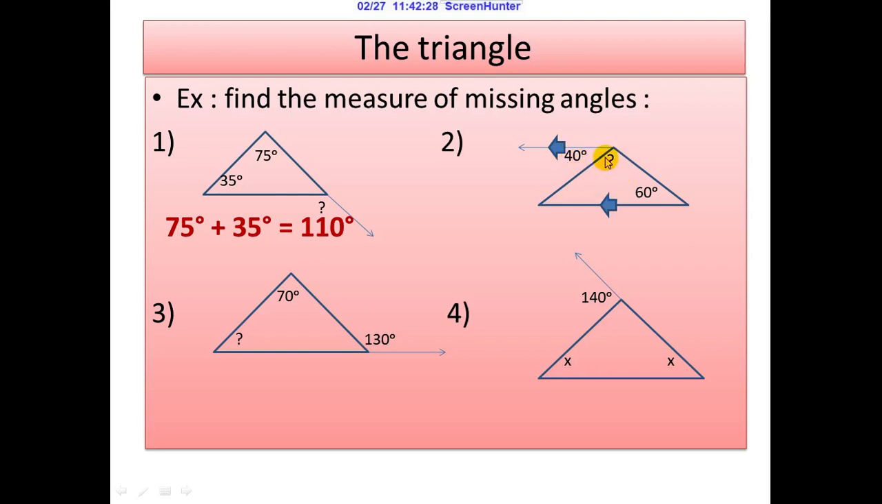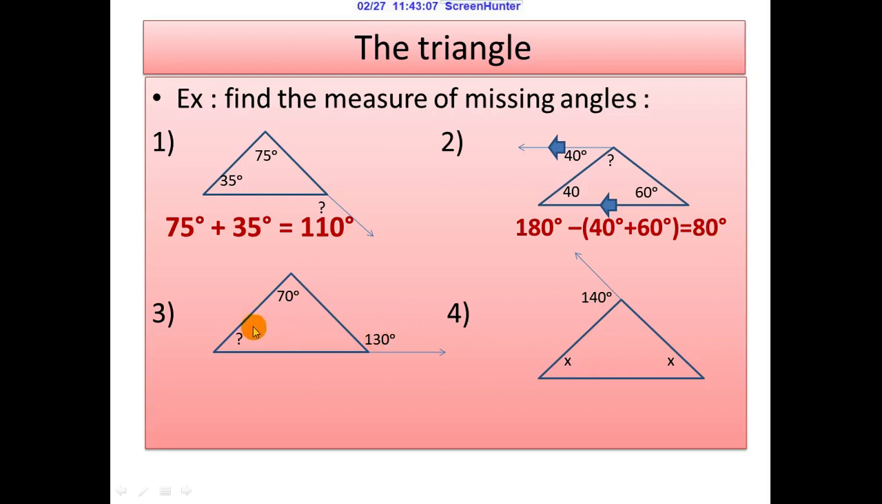It asked me to find this angle. First, we must note there are two parallel rays, so we must use them to find the measure of this angle. They are two alternate angles, so this angle must be equal to 40 degrees. Now we can find the missing angle in this triangle by subtracting their sum, 40 and 60, from 180, like that. 180 minus 40 plus 60 equals finally 80 degrees.